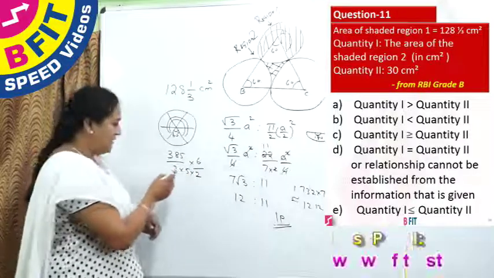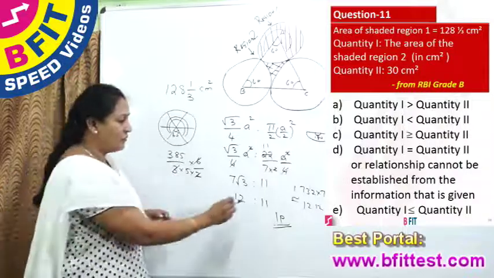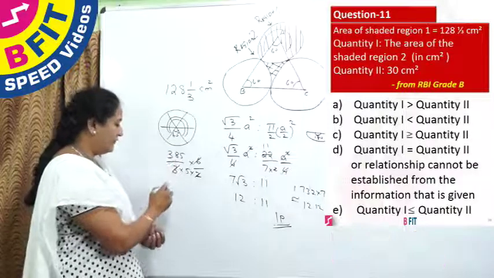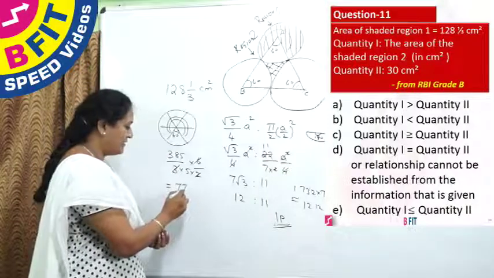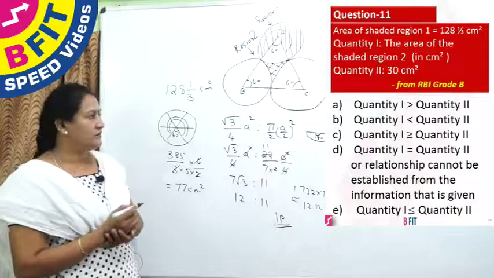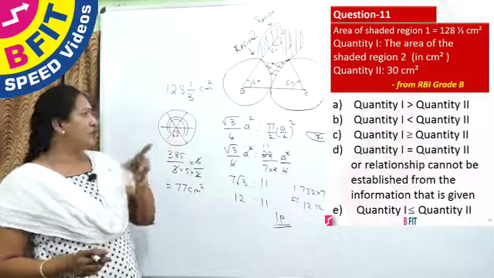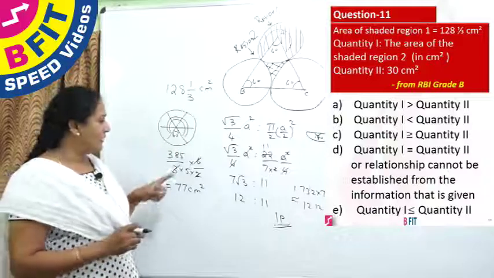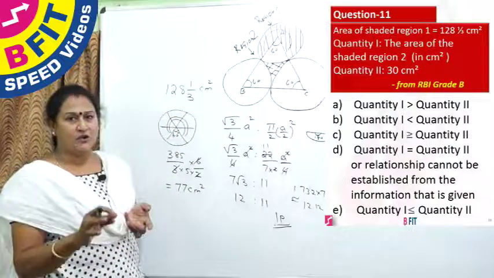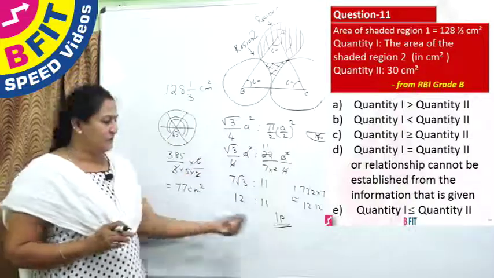Now it is obvious that, cancelling all this, 385 by 5 will be the area of the semicircle, which is equal to 11 parts. Dividing 385 by 5, we get 77. As it is an area, it is 77 centimeter square. So from the given data, they have given the area of these 5 sectors as 128 1 by 3, and I have found the area of 3 sectors which we need. The area of 3 sectors is the area of a semicircle which we are going to remove from the equilateral triangle. So that is 11 parts.